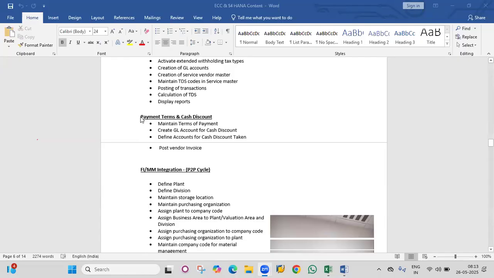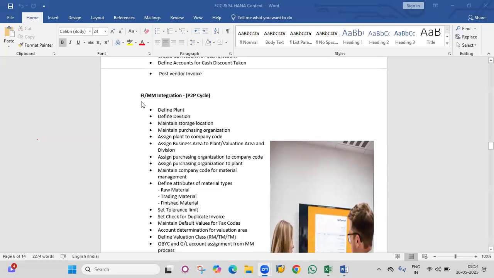We'll see about payment terms. Suppose I am buying a material on credit basis, what are the payment terms? How many days, whether 30 days or 20 days or 10 days? What will be the cash discount in case of any payment terms? All these things we are going to learn during payment terms.